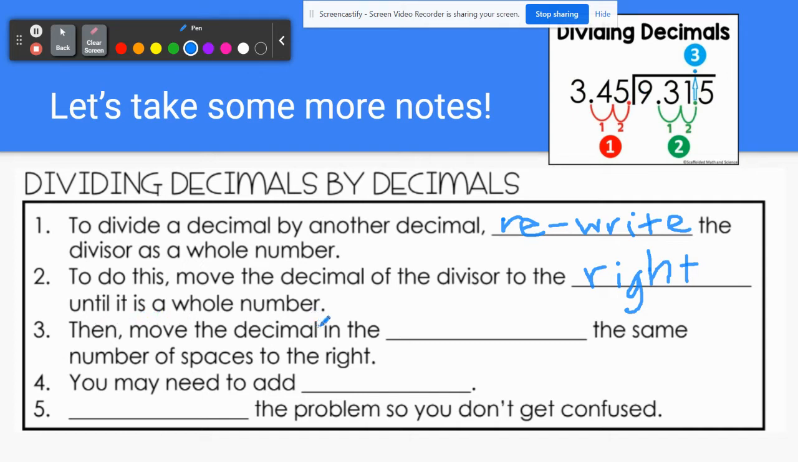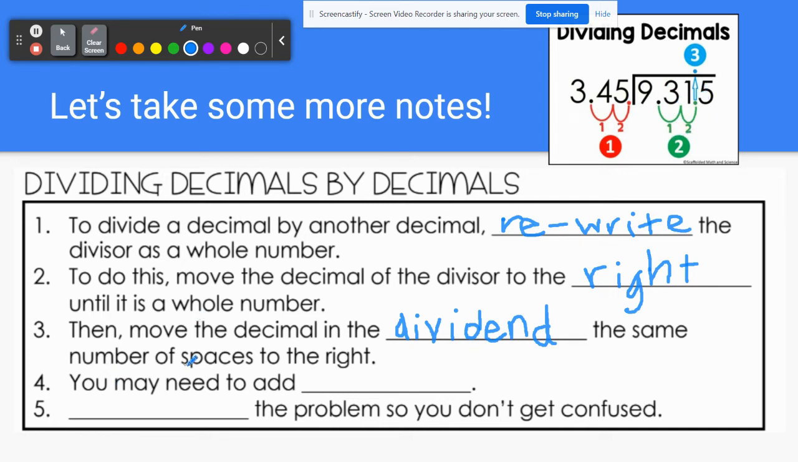Then move the decimal in the dividend, the number underneath the bracket, the same number of spaces to the right. Dividend. This writing is awful. All right, so move the decimal in the dividend the same number of spaces to the right. So if you look at, again, this little example up here, we moved the divisor 2 spots to the right. So now we're going to move the dividend 2 spots to the right.